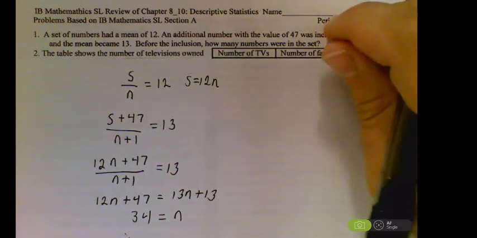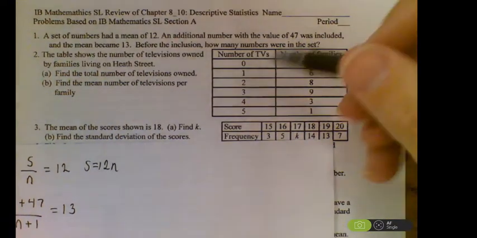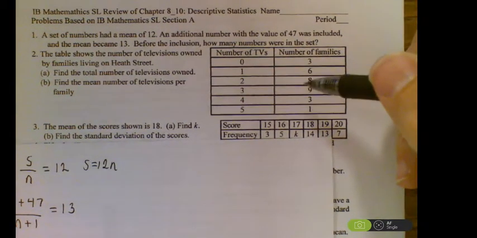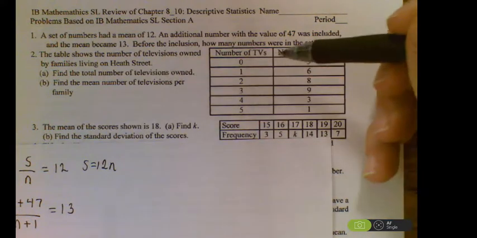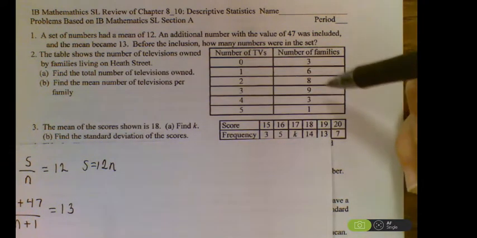Moving on. So we've got a table at the right. It has the number of TVs, and the number of families who own that amount of TVs. So for the first question, the total number of televisions owned, this is one where we just have to use a little logic here.